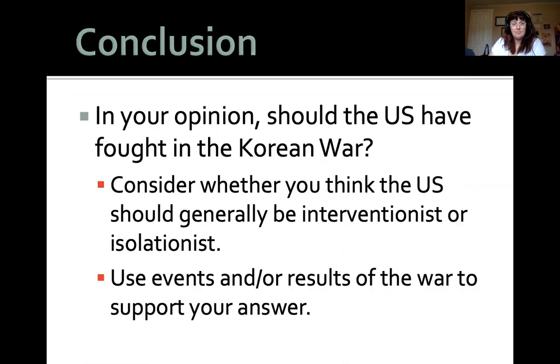So I would just like you to answer this question at the end of your notes. Should the US have fought in the Korean War? Consider whether you think the US should be generally interventionist or generally isolationist, and then use the events or results of the war to support your answer. Okay, so once you have done that, we're good for today.